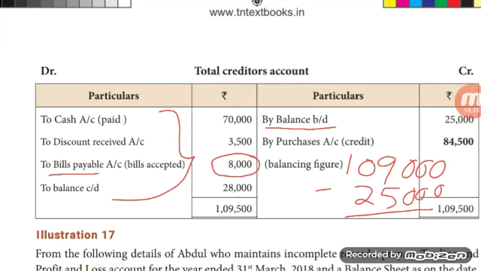Okay, children. The amount is 1,09,500, not 1,09,000. Debit side total is 1,09,500 minus credit side total 25,000. The difference between 1,09,500 minus 25,000 is equal to 84,500. 84,500 is credit purchase. Okay, children.